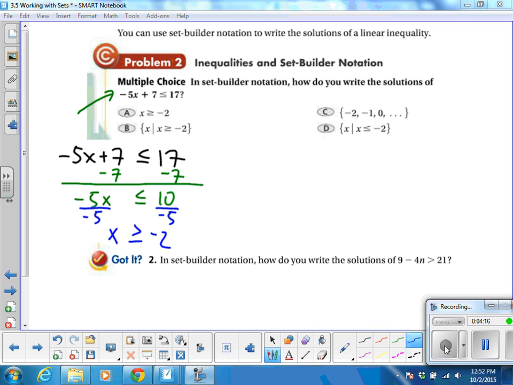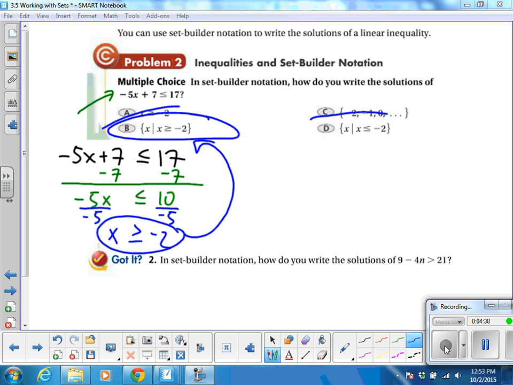There's a couple I can pull out. That one is not it. That's in roster form. This one I'd put in solution form. So it's these two right here, and I'm going to make sure they match. Okay, so I'm looking for this right here. And this is telling me that it fits with B, where it says x, all real numbers, such that x is greater than or equal to -2. So B is my answer.